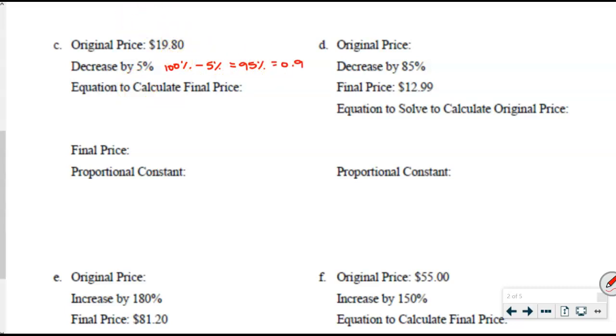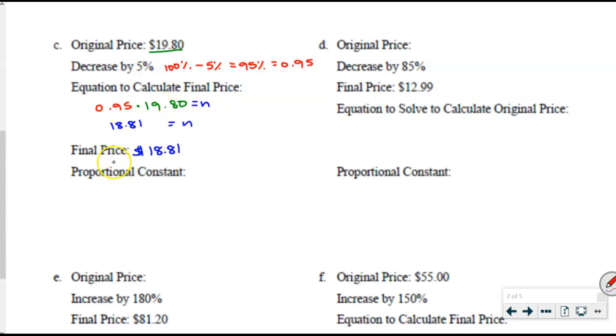We're going to be calculating with the decimal 0.95. What is that equation? That's 95% of the original amount. The original amount is 1980. And to make it an equation, that is going to be equal to n, our new or our final price. And what did you get when you simplified this and did that calculation, Dylan? 18.81? Sounds good to me. You guys get the same thing? So the final price here is $18.81.